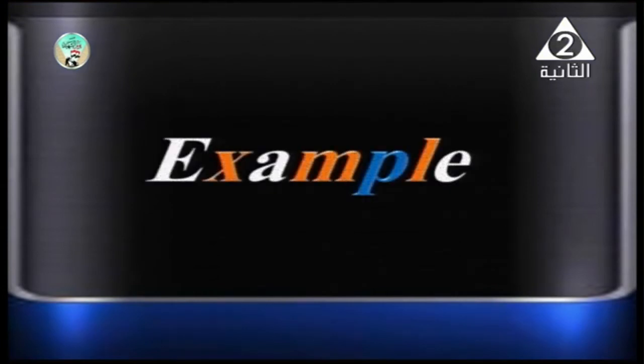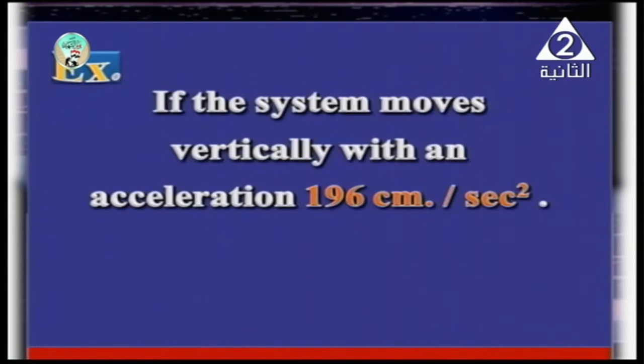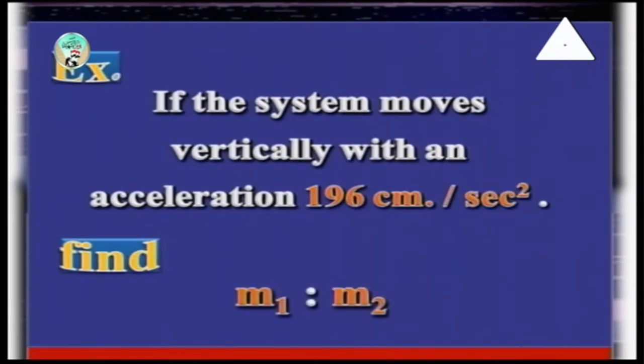Look at my dear student. Example: The two masses M1 and M2 grams, such that M1 is more than M2, are tied at the two ends of a light string passing over a smooth pulley. If the system moves vertically with an acceleration of 196 centimeters per second squared, what is required? The ratio between the two masses, M1 to M2.